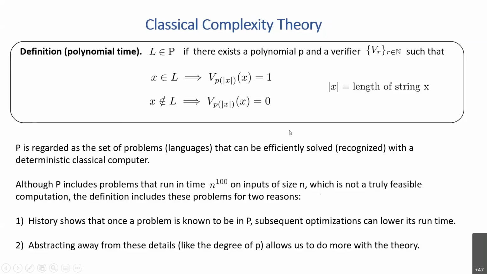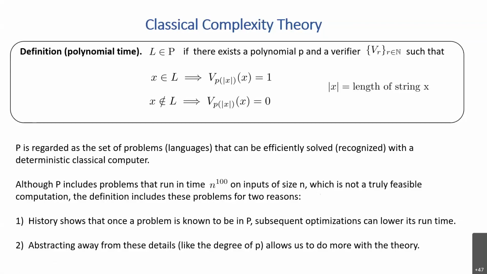So what this is really saying is that the circuit verifiers recognize the language, right? And because the size of these circuit verifiers is restricted in this way, that's what makes it the class P of problems that are solved in polynomial time.